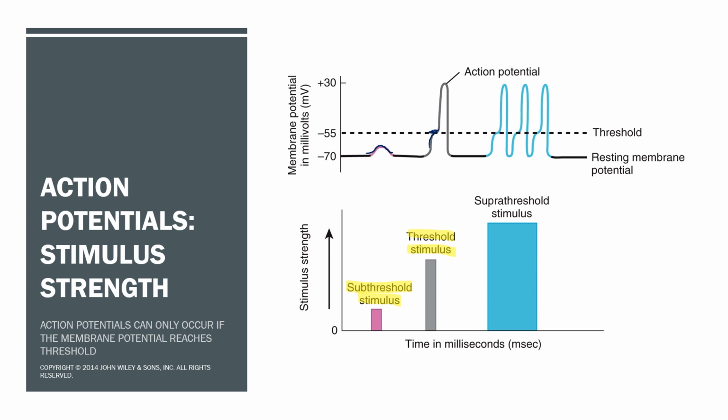And once we hit this threshold, that's when all those sodium channels open and sodium rushes into the cell, and we're going to bring that voltage or that membrane potential up to positive 30. Several action potentials will form in response to a suprathreshold stimulus. So the stimulus is really strong, and it's strong enough to depolarize the membrane above threshold. And so we're actually going to get several action potentials from one suprathreshold stimulus.